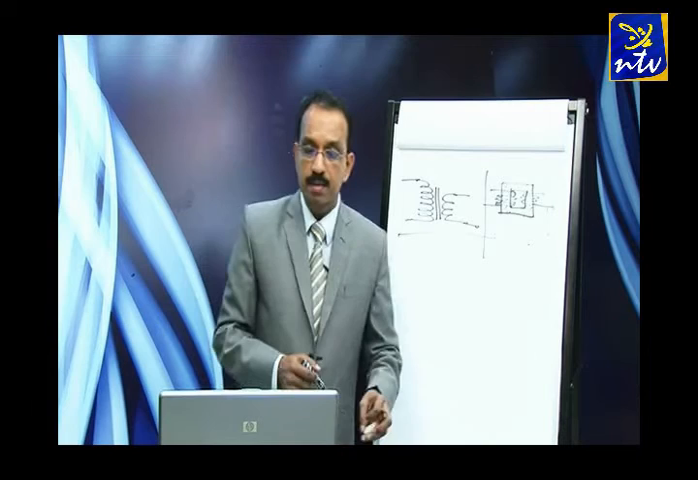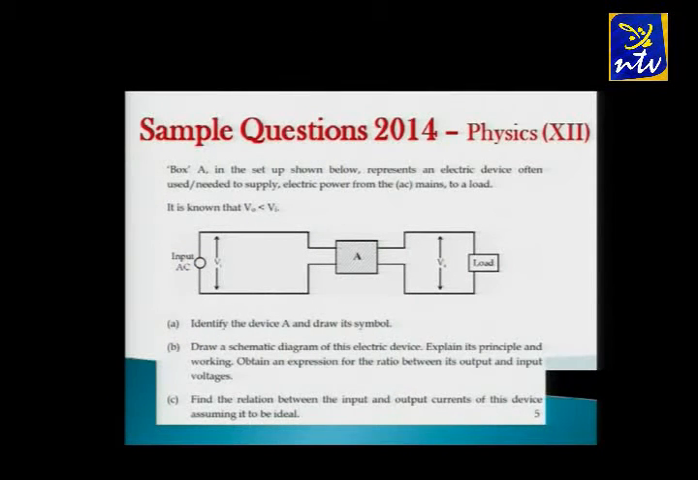Okay, so what is the continuation of this question? You read the question again. This is the first part I mentioned about. Then the B part is: draw a schematic diagram and explain its principle and working, that is mutual induction. Then you have to describe the working. Obtain an expression for the ratio between its input and output voltages, that is Vs by Vp is equal to Ns by Np. Then find the relation between the input and output currents of this device, assuming it to be ideal.